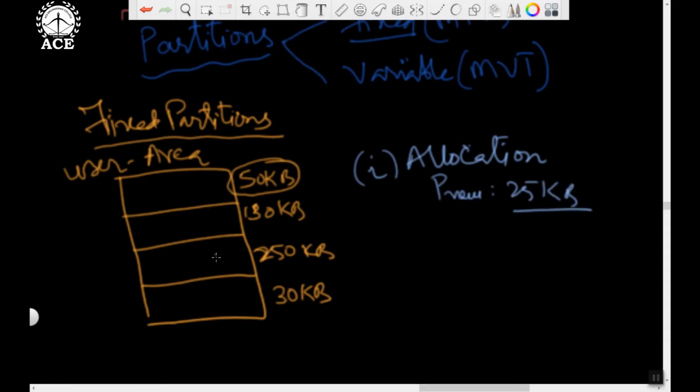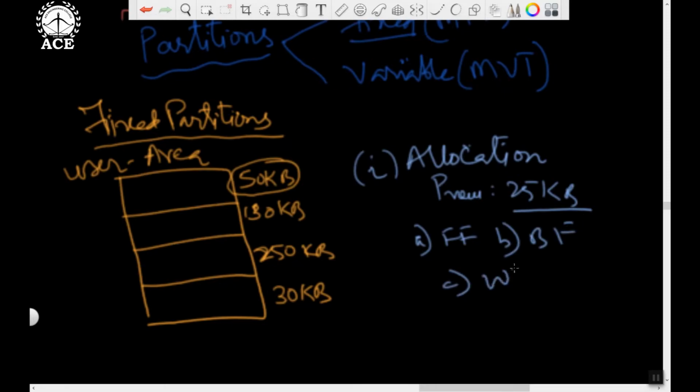This can store a program up to a capacity of 250K and so on. So the important issue here is allocation. Allocation means when a new program comes, which partition are we going to accommodate it in? There may be many eligible partitions.